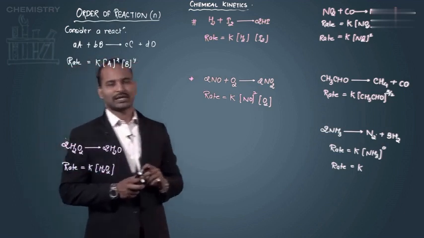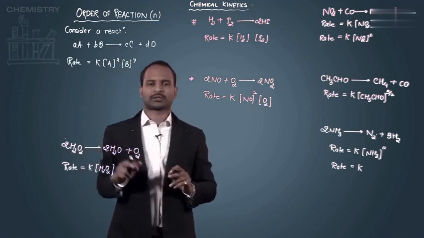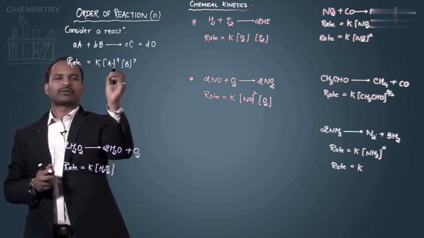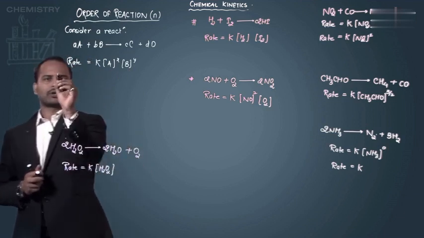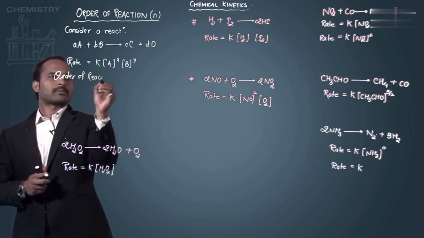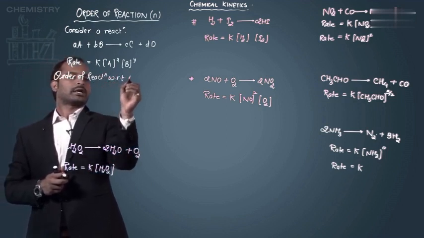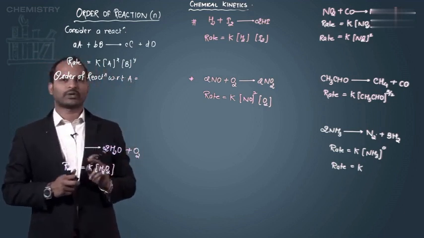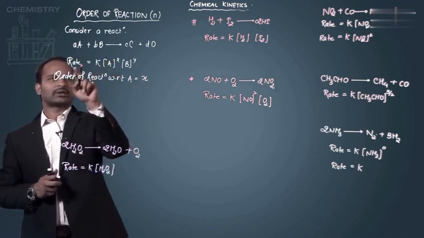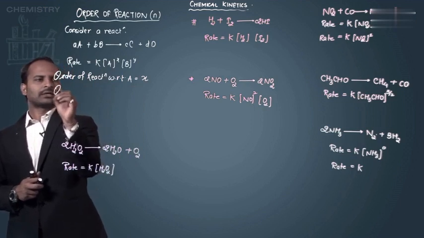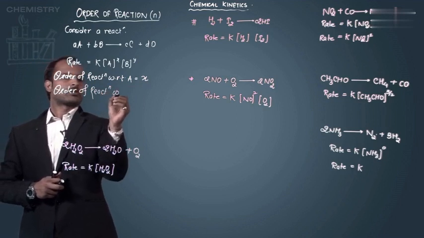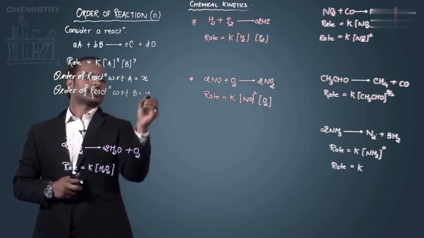So if the order of reaction is asked, you have to think about the powers. Suppose here I wanted to write the order of reaction. The power for A is x and the power for B is y. So order of reaction with respect to A means I just want to know the power of A. So it is going to be x. So x will tell you how much the rate of reaction depends on A. Similarly, order of reaction with respect to B is going to be y.